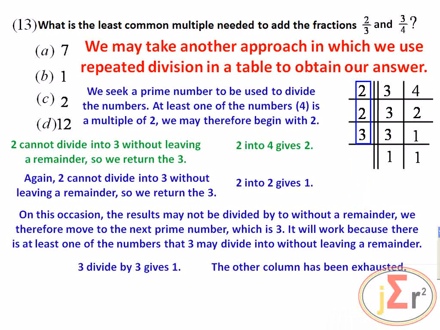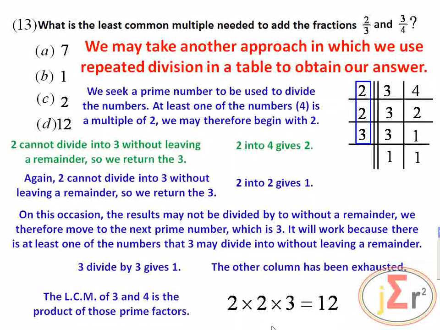So there we have our lowest common multiple. The LCM of 3 and 4 is the product of those prime numbers. So when we arrive at the numbers here, we use them to form our lowest common multiple by multiplication. So 2 times 2 is 4, and 4 times 3 is 12. That is how we arrive at our 12, multiplying all of these factors that we have here. Therefore, 12 is the lowest common multiple of 3 and 4, and that is represented by option D.